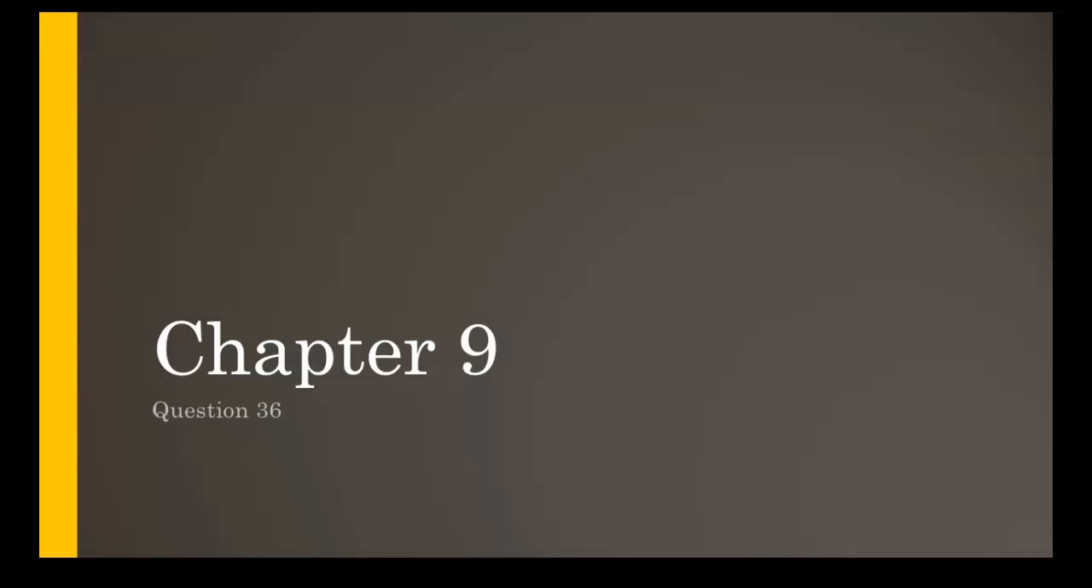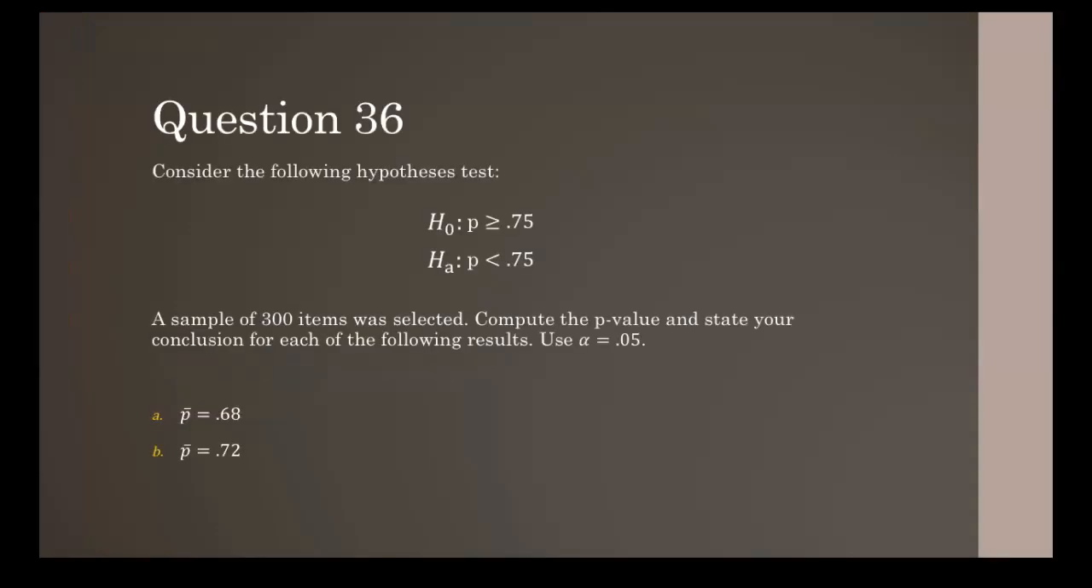Let's work through question 36 from chapter 9. We need to consider the following test. Our null hypothesis is p is greater than or equal to 0.75, and our alternative hypothesis is p is less than 0.75. A sample of 300 items was selected. Compute the p-value and state your conclusion for each of the following results.